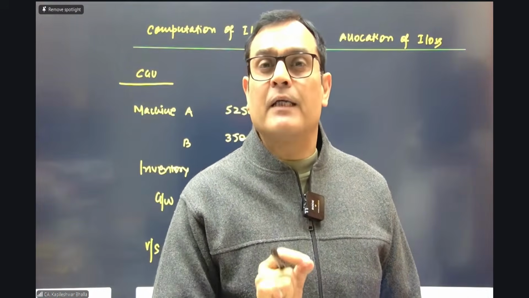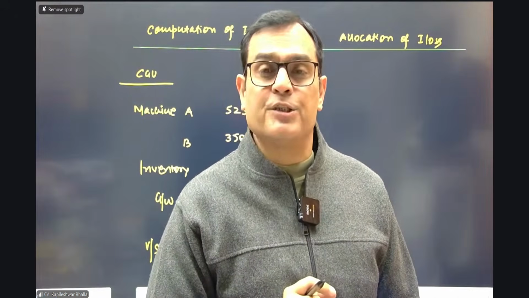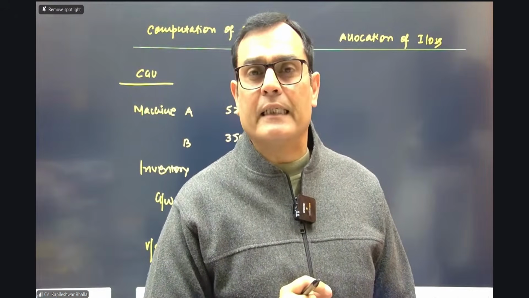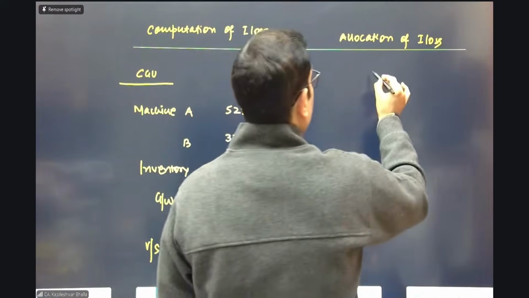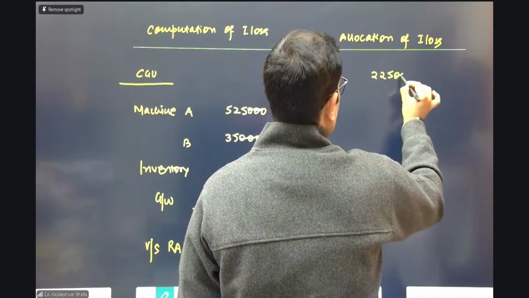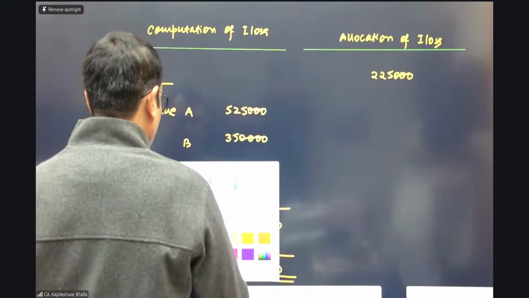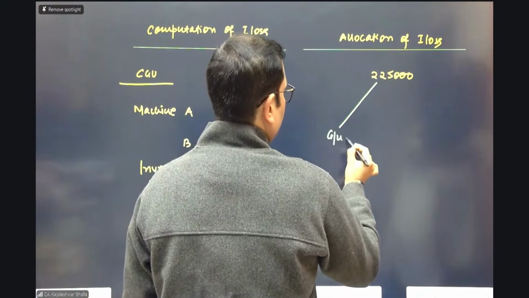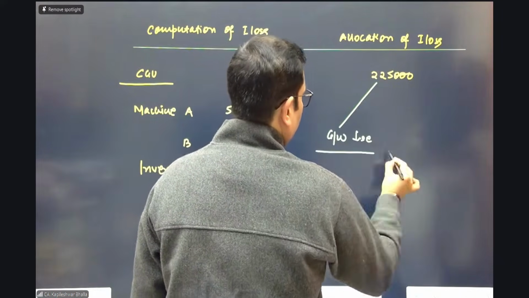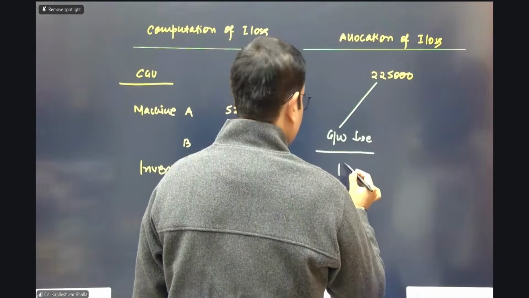No. So am I going to first decrease the goodwill? Yes. Then you're going to decrease machine A, and then you're going to decrease machine B. So in this case, with this 2,25,000, let's see the allocation of this impairment loss. We will first decrease the goodwill. The goodwill is reduced to the extent of 1,50,000.